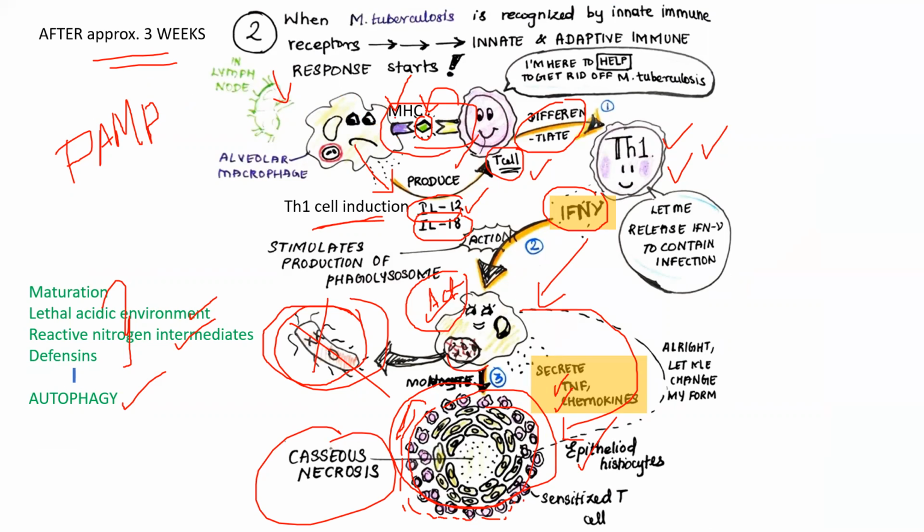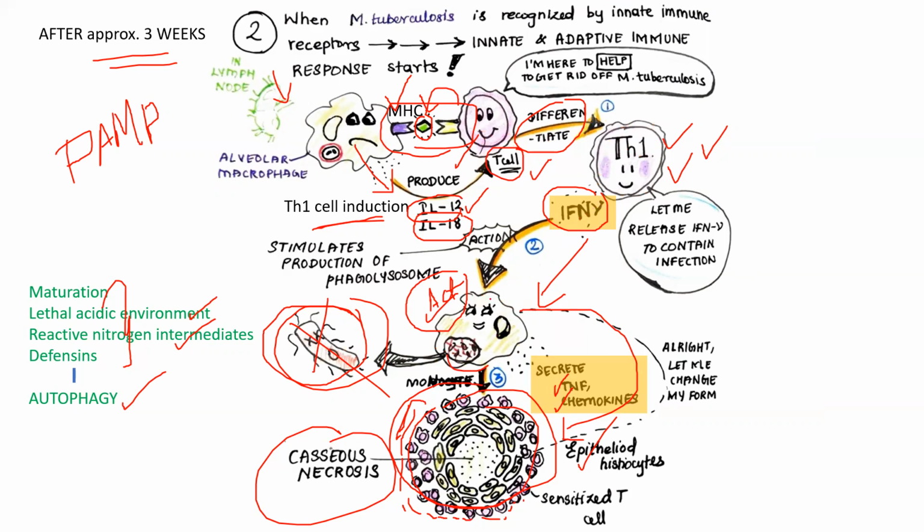Antigen is presented by the major histocompatibility complex to the T cell. Your T cell mediated immunity starts. This T cell differentiates under the influence of interleukin 12 and interleukin 18 into Th1 cell. Th1 cell produces interferon gamma, which results in activation of macrophages and killing of microbes by various mechanisms such as maturation of phagolysosome, lethal acidic environment, reactive nitrogen intermediates, defensins. All this leads to autophagy and killing of the microbe.